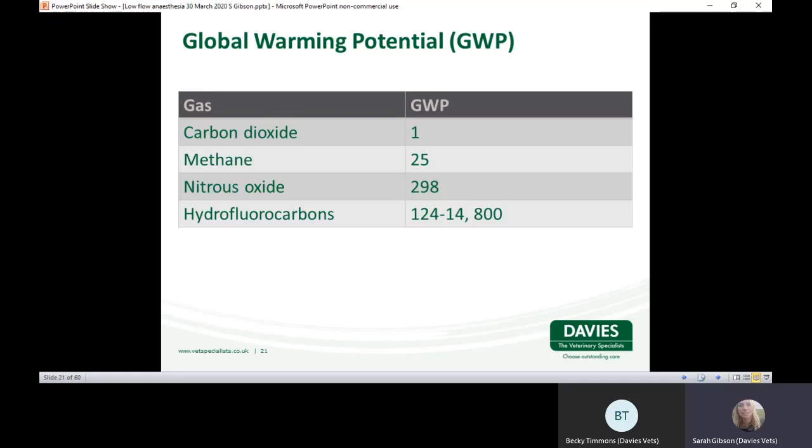So if you look at this, these are some of the Kyoto gases. You can see from the table how much more of an impact nitrous oxide has than carbon dioxide. It has a number of 298 compared to 1 for carbon dioxide.